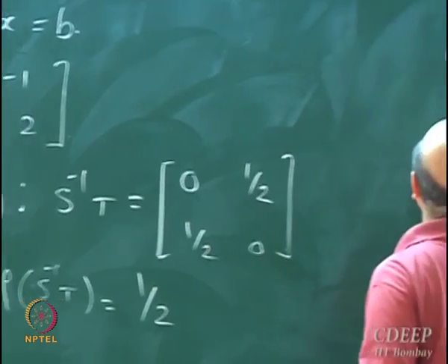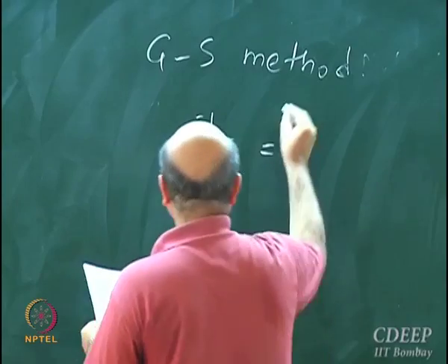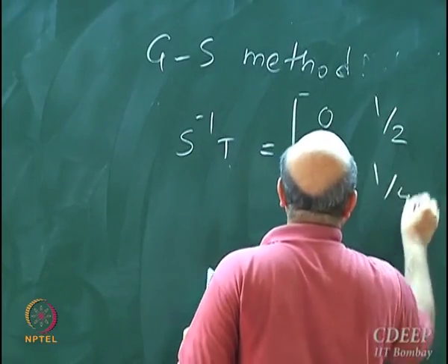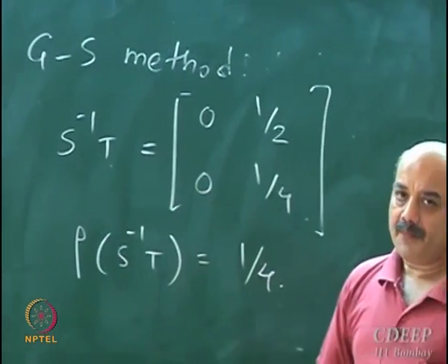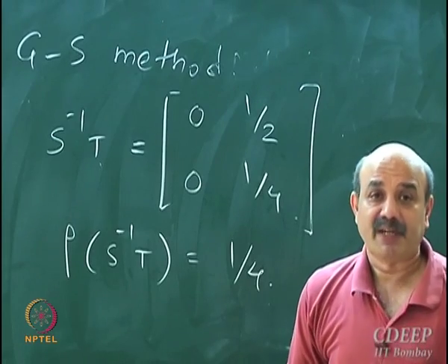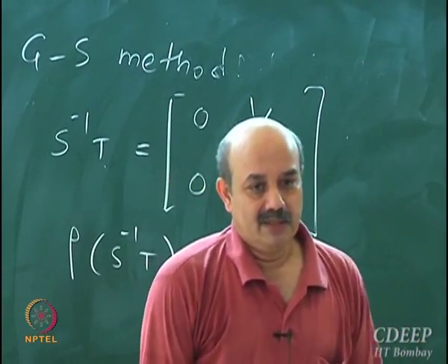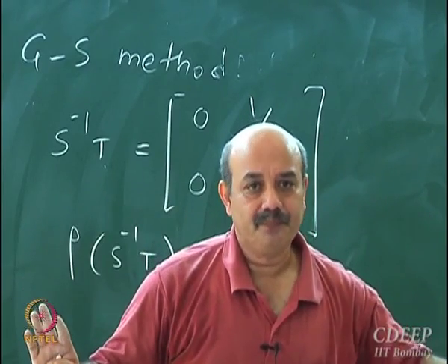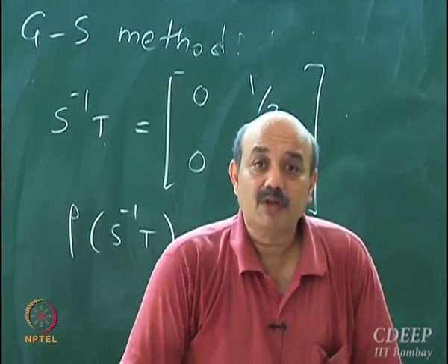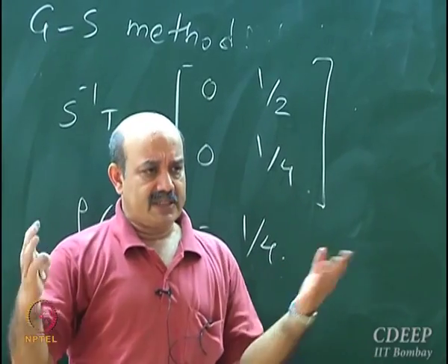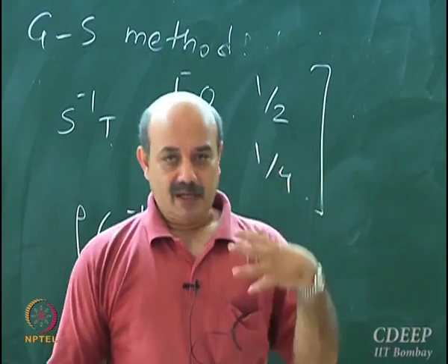For the Gauss Seidel method, S inverse T turns out to be 0, 0, half, 1 by 4, and the spectral radius is that of S inverse T. Actually, the spectral radius, the maximum magnitude eigenvalue of S inverse T, is also an indicator of the performance. There are two aspects. It should be less than 1. And how much less than 1, how close it is to 0, also matters in terms of the rate of convergence. Whether the convergence is guaranteed or not is decided by whether it is strictly less than 1. That is the stability criterion. The performance is given by how much less than 1 it is.